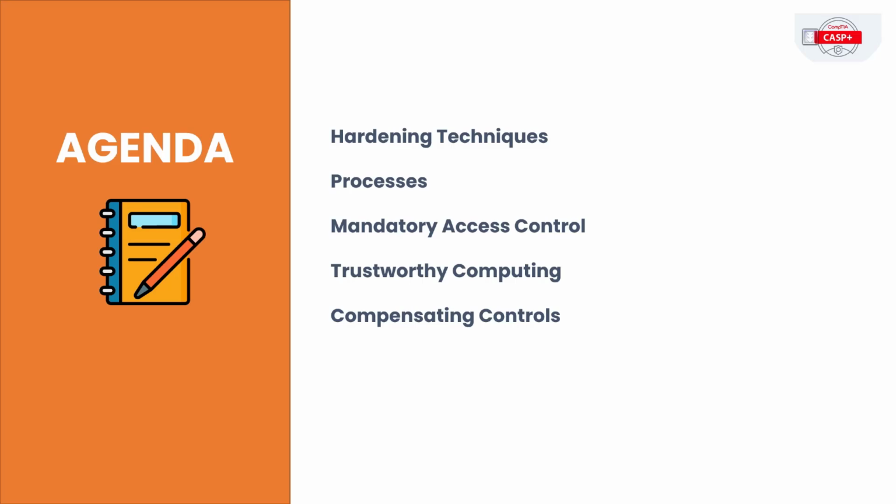Hello, welcome to Module 3, Lesson 2 of our CASP Plus course. This lesson in Security Engineering and Cryptography covers the following topics: hardening techniques, processes, mandatory access control, trustworthy computing, and compensating controls.